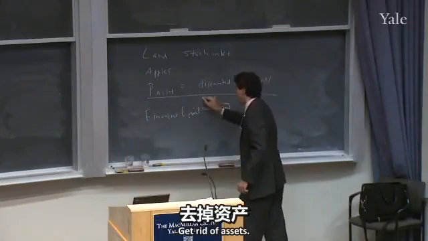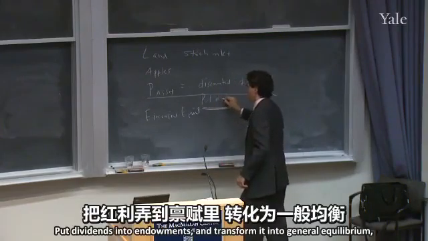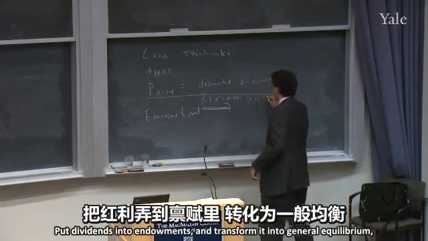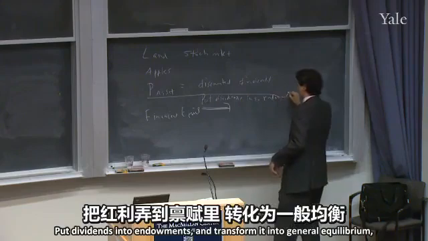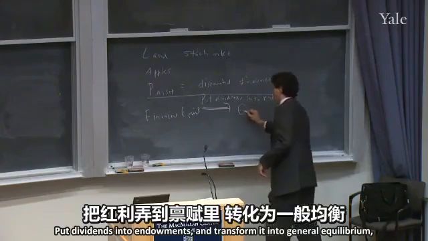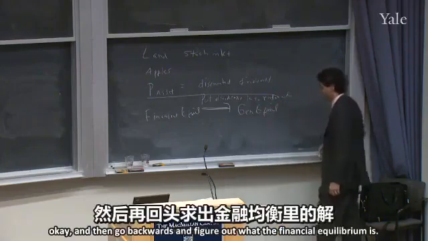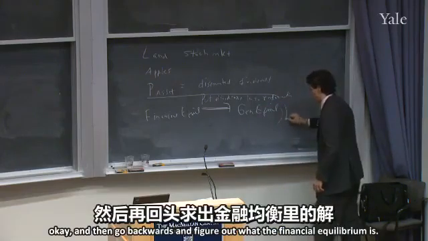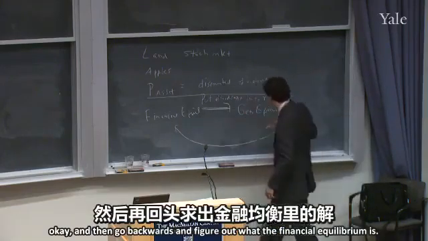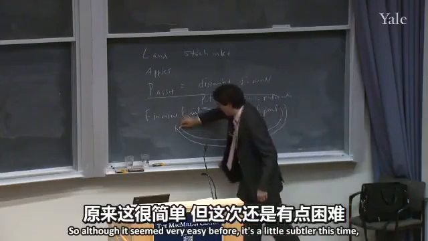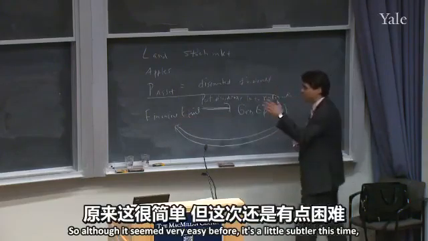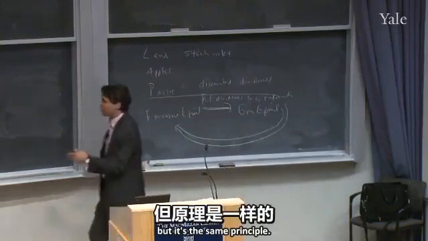get rid of assets, put dividends into endowments, and transform it into general equilibrium, the very thing you solved in the first couple days of class, and then go backwards and figure out what the financial equilibrium is. So, although it seemed very easy before, it's a little subtler this time, but it's the same principle.